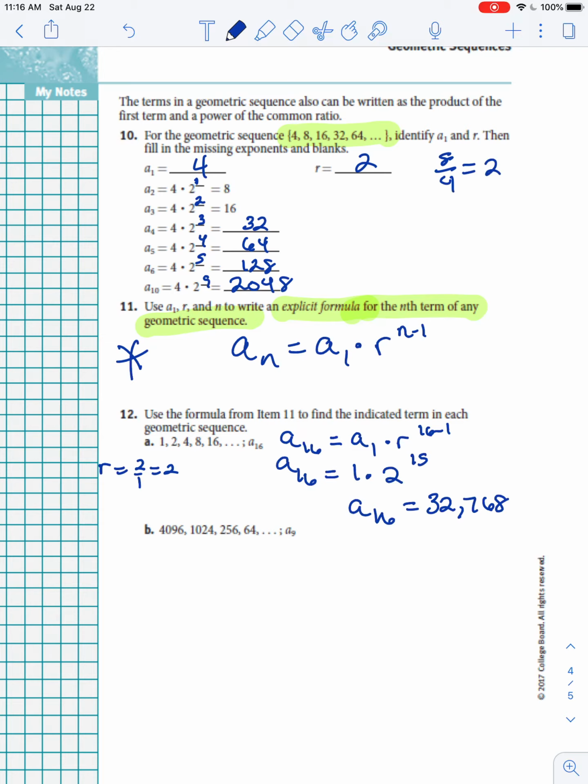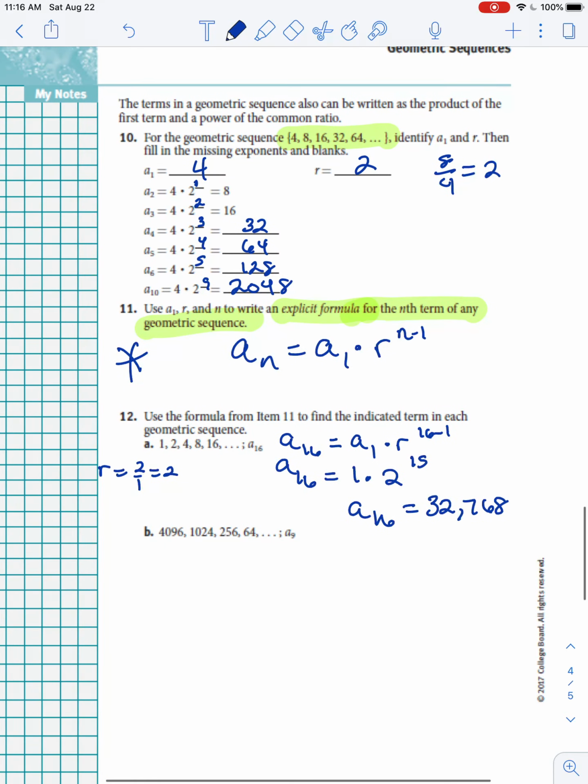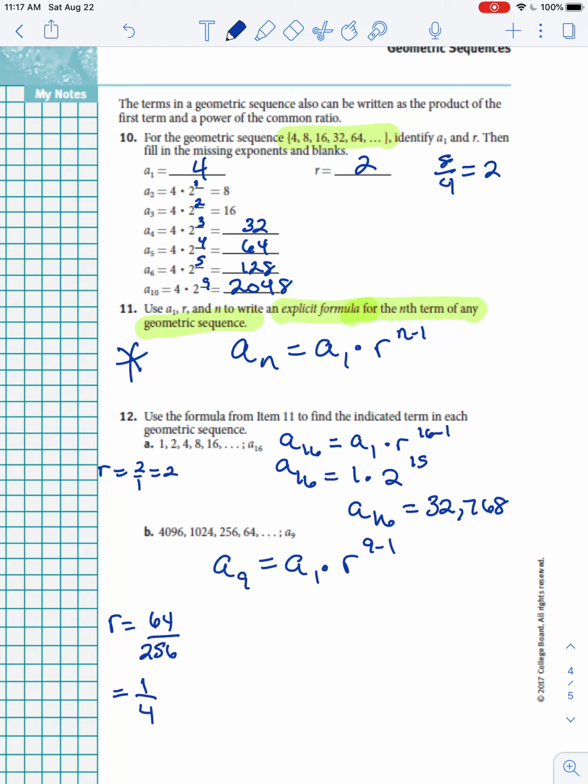Okay. Now part B, they want us to find a sub 9. So we'll go on to that one. So again, I like to just write it out. If I need a sub 9, then I need a sub 1 times the ratio to the n minus 1 power, which is 9 minus 1, or to the 8th power. Now the common ratio this time is going to be a fraction, so we just want to be careful. I'm just going to do 64. I like the smaller number. 64 divided by 256. And when you do that, you could get a decimal, but we tend to stick with the fractions on this one, so that actually ends up being 1/4.